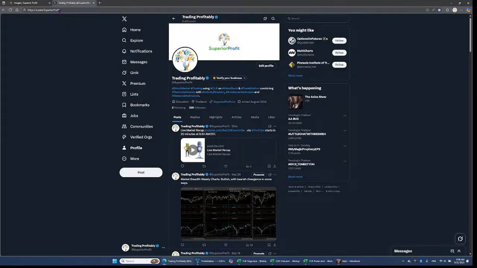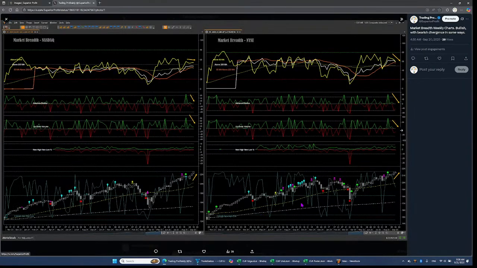On the superior profit X page, I tweeted two weekly layouts, one of the composites NASDAQ and NYSE. You can see the weekly interval here. The divergence is best seen for many of these signals in the weekly interval, which signals advanced decline and up down volume both. These are breadth indicators.